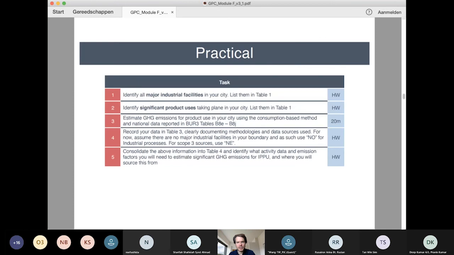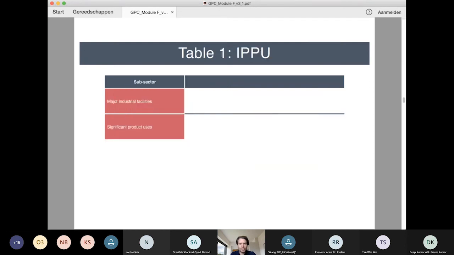Okay, so let me introduce the exercise. We've got 5 exercises. I'm going to give you 4 of these for homework, just to save time during the session today. For homework, what I'd like you to do is to first of all identify all major industrial facilities in your city and add them to table 1. Then identify all significant product uses taking place in your city and add them to table 1 as well. So again, just list the main industrial facilities and the main product uses.